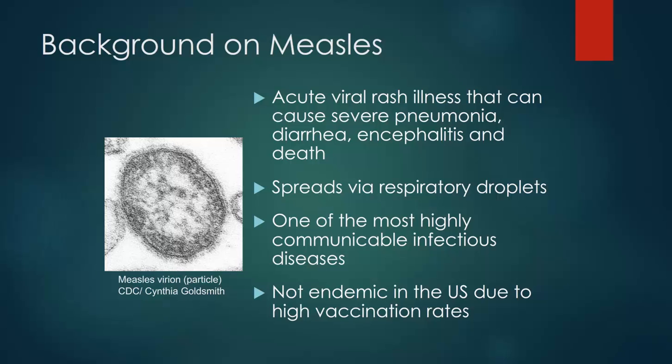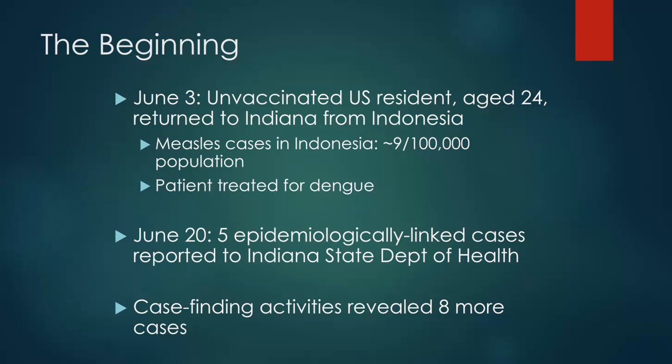This means that any unvaccinated individual can become infected by being close to or talking to an infected person. Fortunately, due to high vaccination rates in the U.S., measles is not endemic. Typically, there are fewer than 100 cases in the U.S. per year, all of which are related to an imported case of the disease.